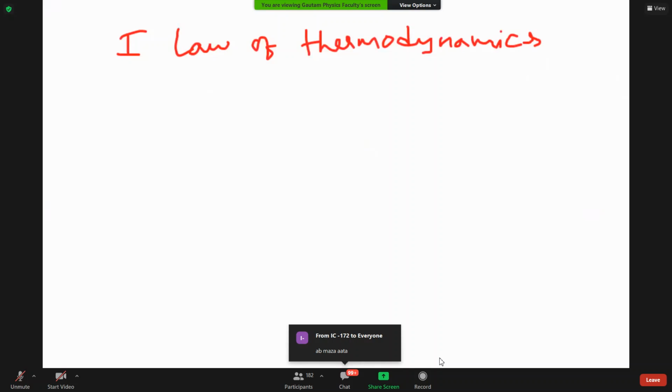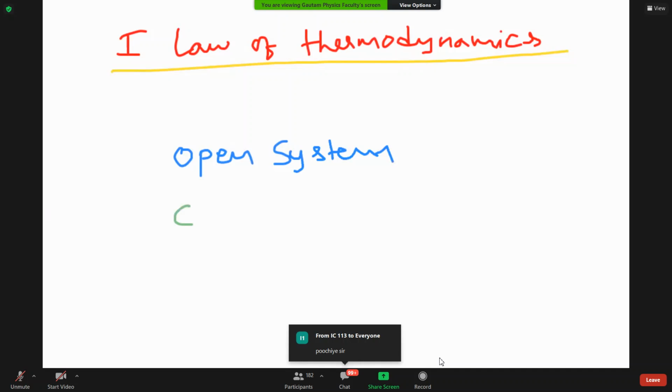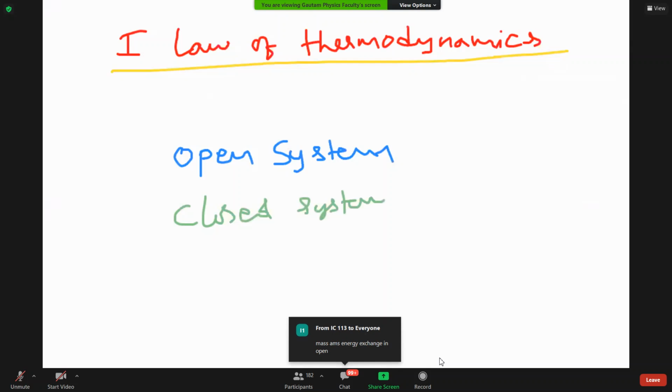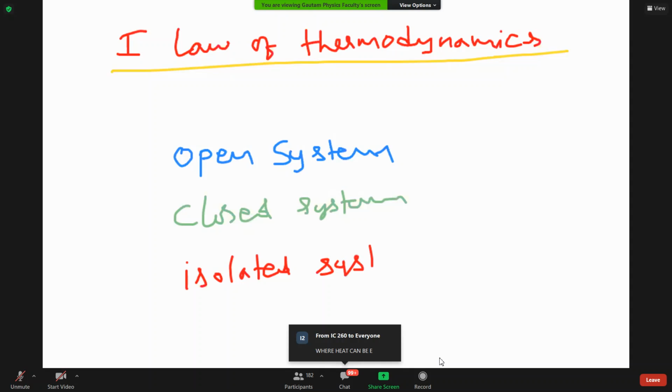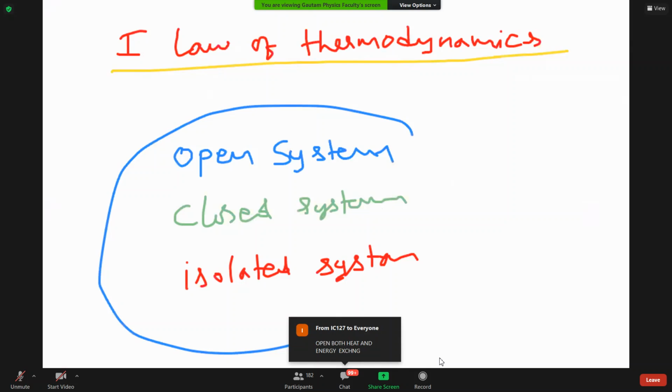फर्स्ट लॉ ऑफ थर्मोडायनामिक्स के जाने के पहले मैं ये क्वेश्चन पूछना चाहता हूँ. आपको मैं नहीं सिखाता हूँ पर क्वेश्चन पूछना चाहता हूँ. What do you mean by open system? What do you mean by closed system? What do you mean by isolated system? फर्स्ट लॉ जाने के पहले, ये फर्स्ट लॉ में नहीं है बेटा. मैं क्वेश्चंस पूछने के बाद फर्स्ट लॉ के बारे में जाता हूं बेटा.